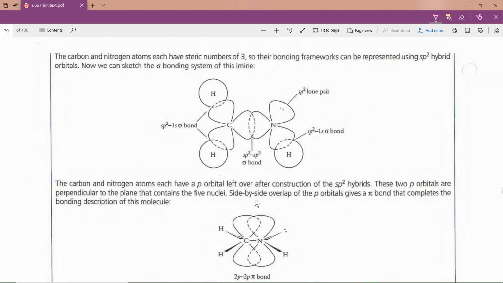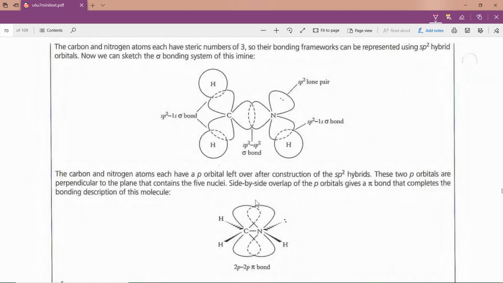And let's just look at this nice picture here showing it all. So there's the carbon with the 3 sp2 hybridized orbitals, and they overlap with hydrogen. We got 2 hydrogens here. Then you have a carbon sp2 overlapping with a nitrogen sp2. So that gives you a sigma bond between the carbon and the nitrogen. Then we have a lone pair on the nitrogen. And then we have a hydrogen overlapping with the nitrogen. So it's an sp2 with a 1s. So that gives me the framework.